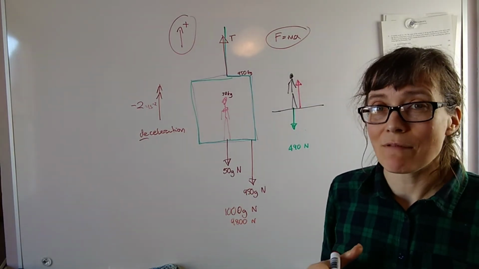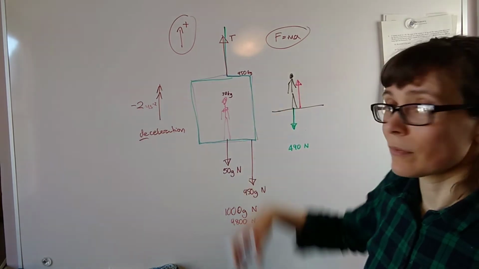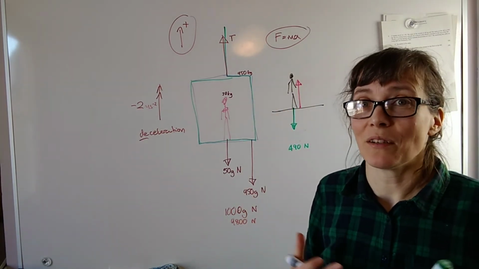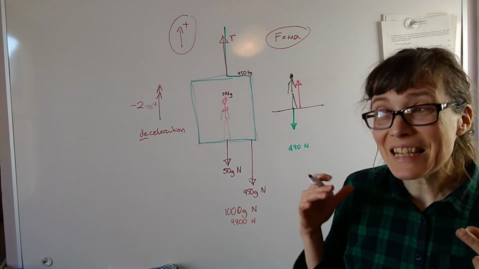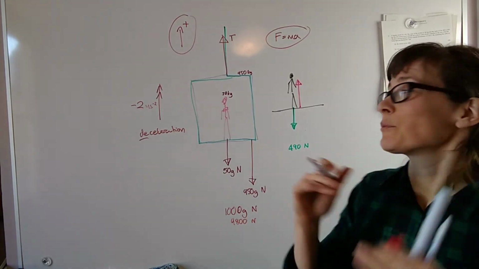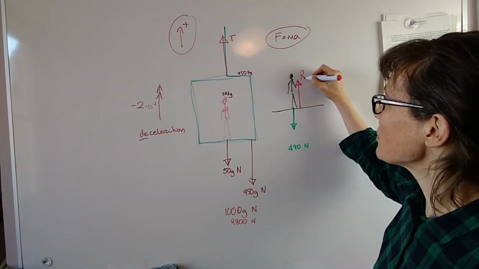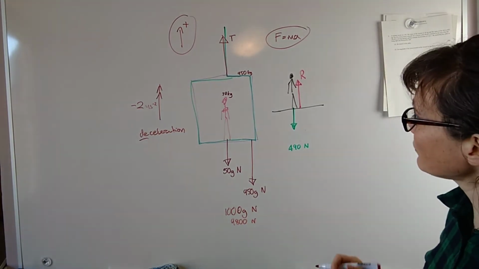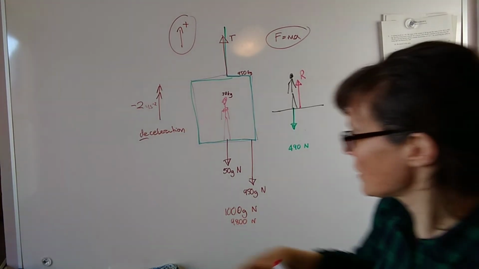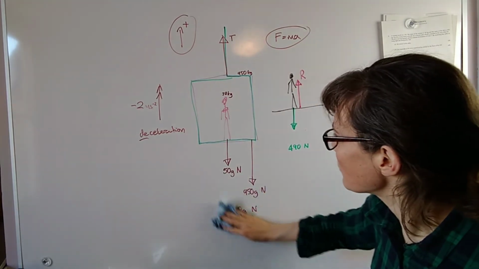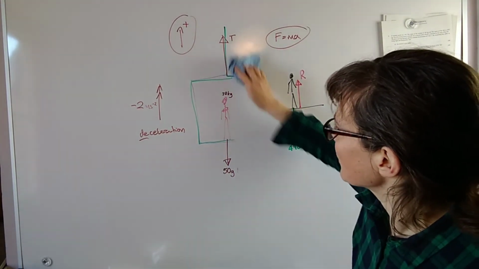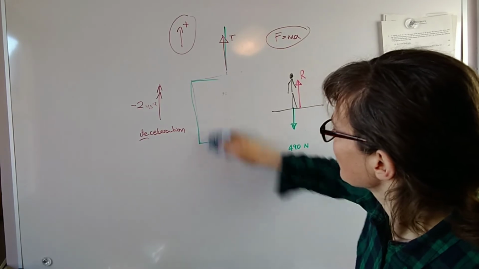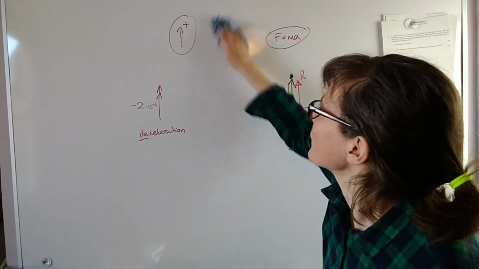If we didn't have any reaction at all, she'd be falling through the bottom of the lift. So it does have the structural integrity to put that force back in there. I'm just going to call it R because this is our unknown, our reaction, and that's what we're trying to find. So let's get rid of all this stuff which might confuse us. Just look at what's going on here.